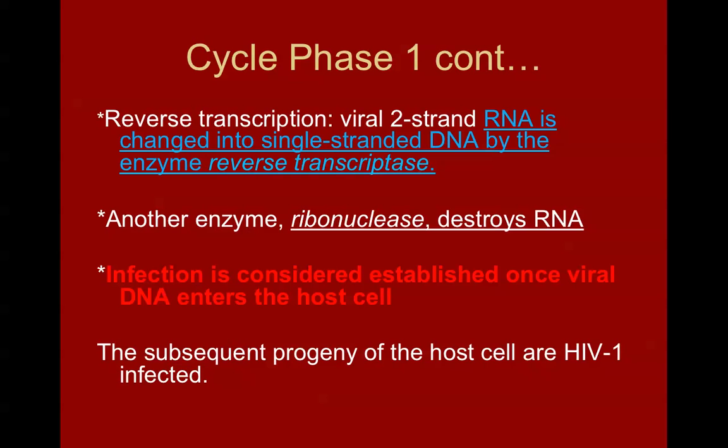So to simplify this, RNA is inserted into the T cell, and is changed by reverse transcriptase into single-stranded DNA, and at that point, HIV infection is considered established, or the cell infection stage is considered established. And then the subsequent progeny of the host cell are HIV-1 infected. So as they continue to breed, for lack of a better word, and to progress, those subsequent cells are HIV infected.